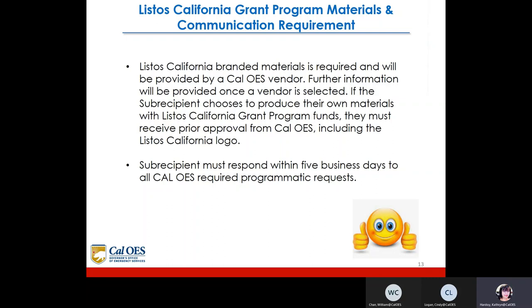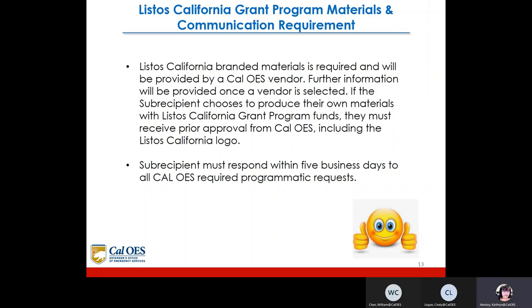California Listos grant program materials and communication requirements. Listos California branded material is required and will be provided by a Cal OES vendor. Further information will be provided once a vendor is selected. If the subrecipient chooses to produce their own materials with Listos California grant program funds, they must receive prior approval from Cal OES, including for the Listos California logo.